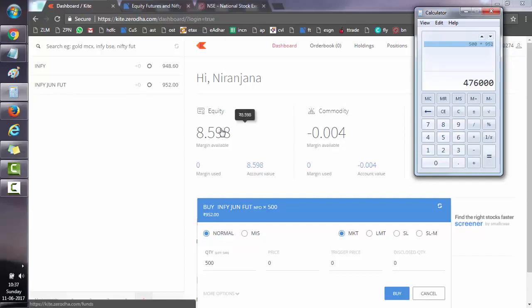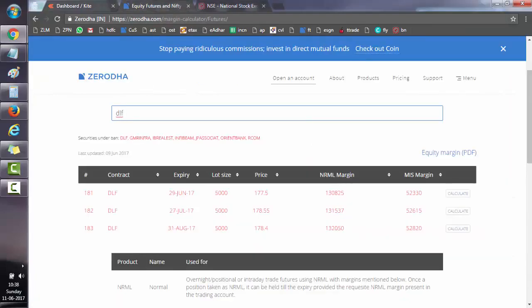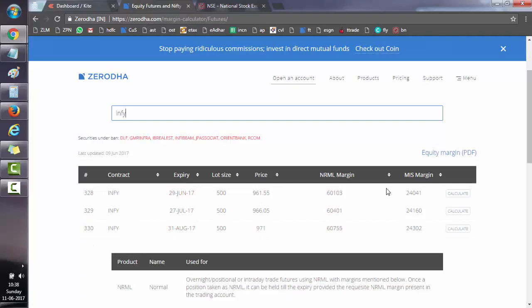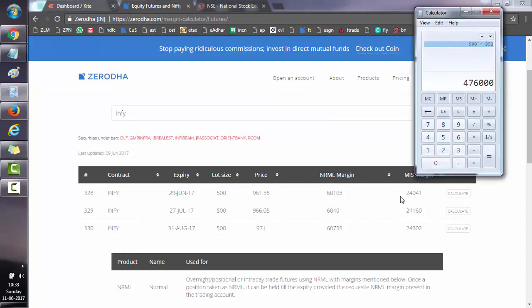But how much amount are you paying for this? How much amount is blocked, or how much amount is required for you to place this order? That is just around 60,000 rupees is required, right? So it means that a contract worth 4,76,000, you're buying with only 60,000 rupees in your account.